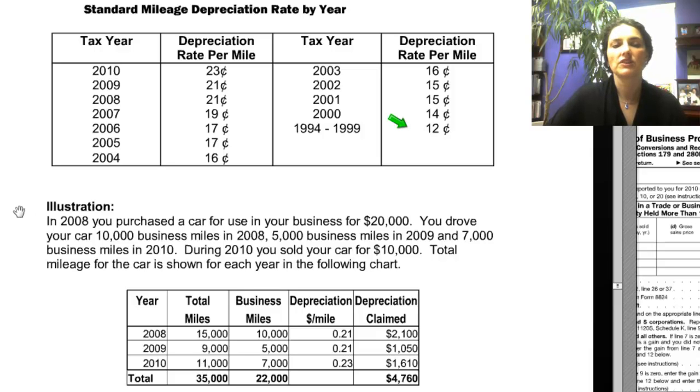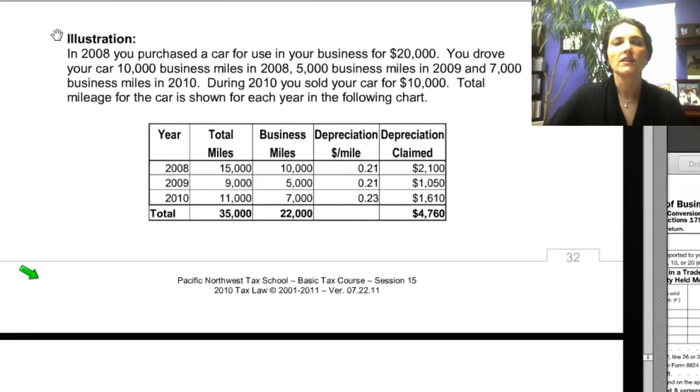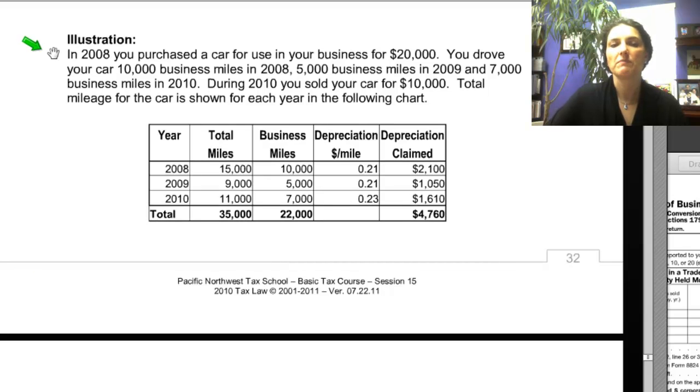So let's look at an illustration of how we might figure depreciation on an automobile where we claimed the standard mileage allowance. In 2008, you purchased a car for use in your business for $20,000. You drove your car 10,000 business miles in 2008, 5,000 miles in 2009, and 7,000 business miles in 2010. During 2010, you sold your car for $10,000. Total mileage for the car is shown for each year in the following chart.